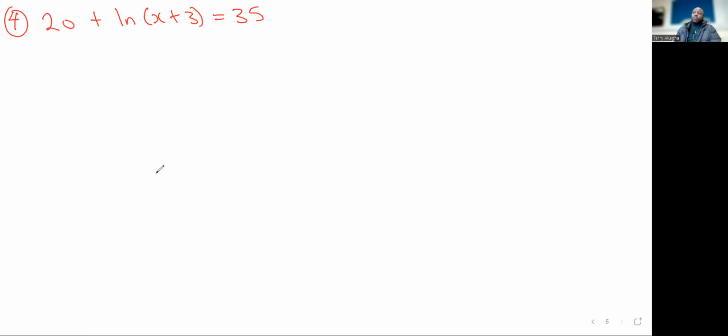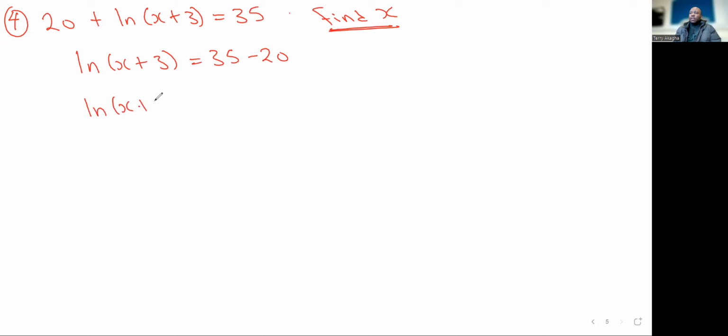All right. So I'm going to take 20 to this side first so I can have only ln on one side. So we're going to have ln of x plus 3 is equal to 35 minus 20. In this question, you're meant to find x. So ln of x plus 3 is going to be equal to 35 minus 20, which will give you 15.